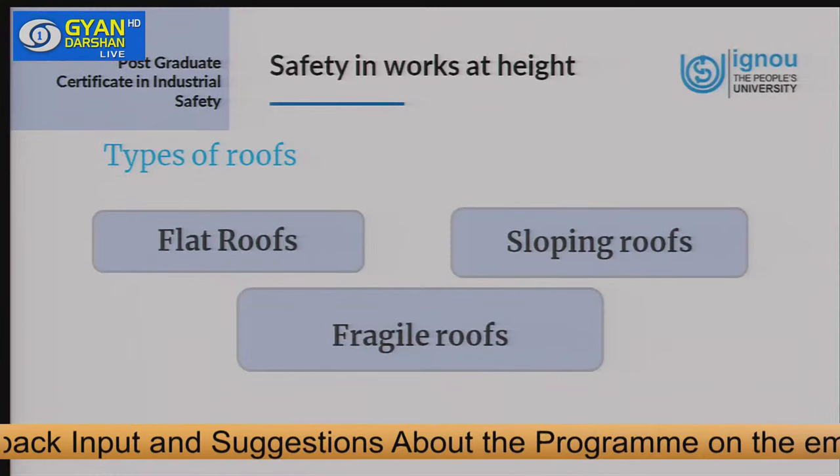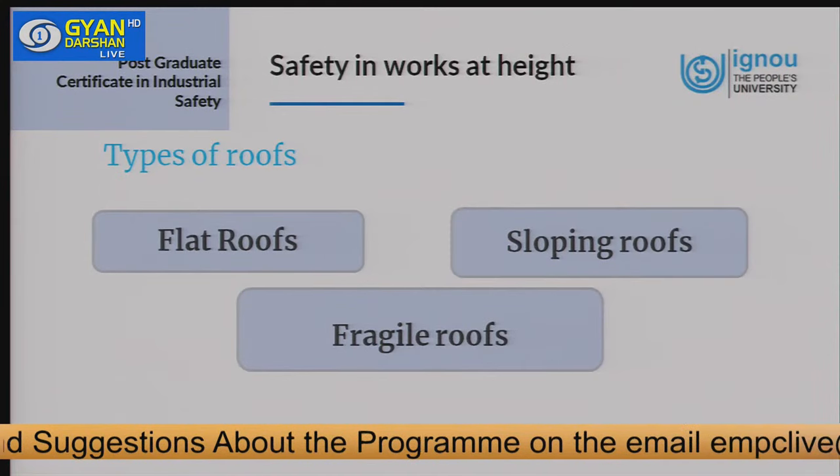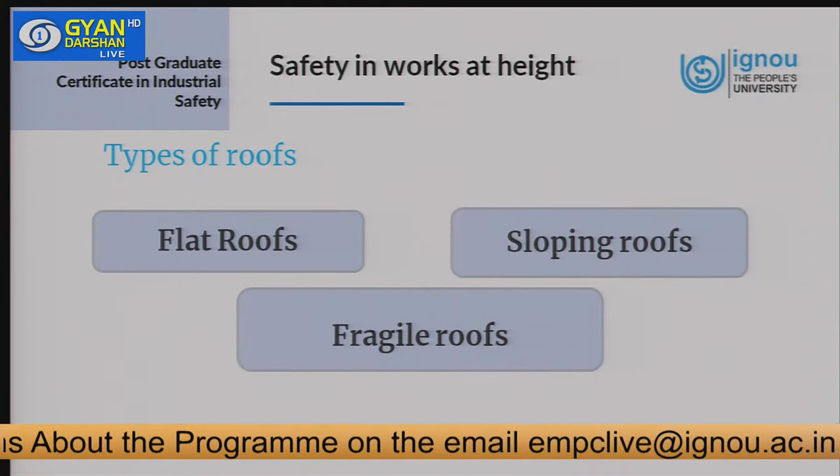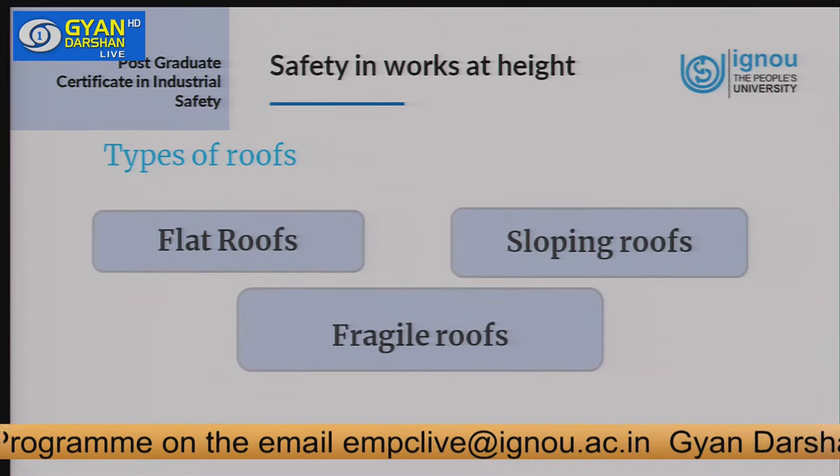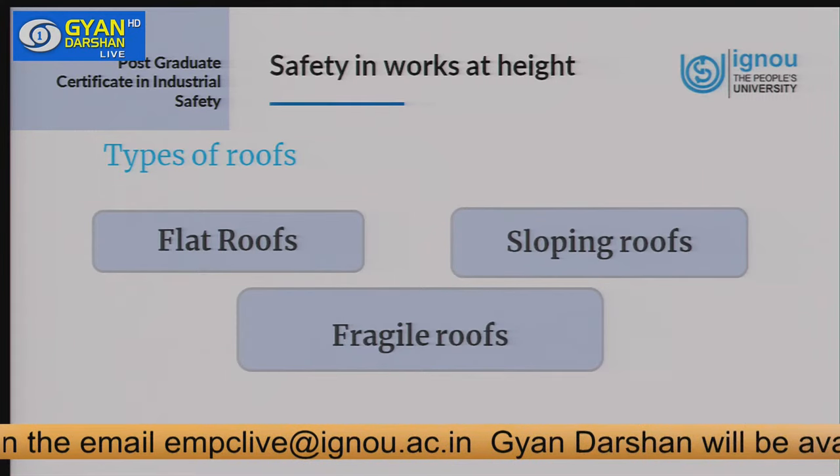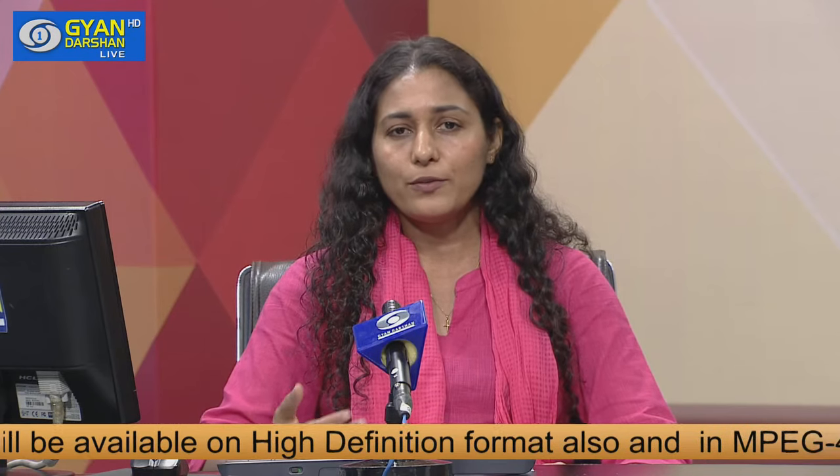Fragile roofs, again, could be a skylight or some sort of mechanism which is used to let in sunlight and daylight into an area, and these are not usually part of the structural component of the building. It could be an additional glass kind of roof, a transparent roof in order to allow daylight, and so these may not be structurally as stable as a normal roof. So now let's look at how to address these issues.